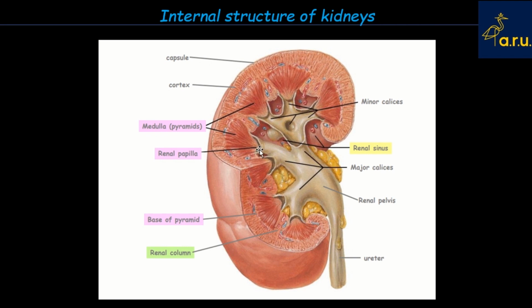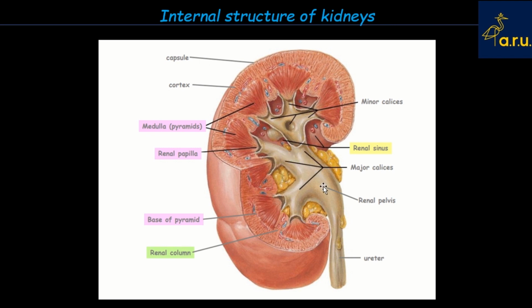Several minor calyces, for instance here and here, and similarly several minor calyces here, here, and here, all join together to form a major calyx. Two or three major calyces combine together to form this dilated region, which is known as the renal pelvis. So in a way, we're talking about the anatomy of the flow of urine, starting from the collecting tubules of the nephrons being poured into the minor calyx, and from there into the major calyx, and then eventually into the renal pelvis.